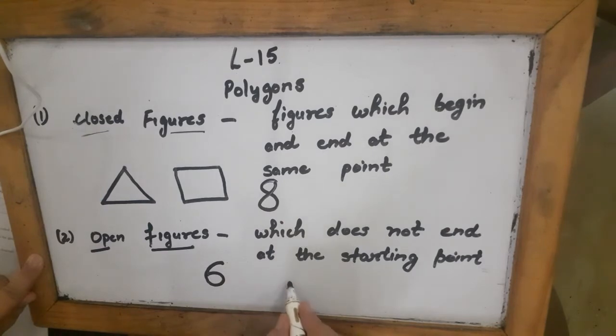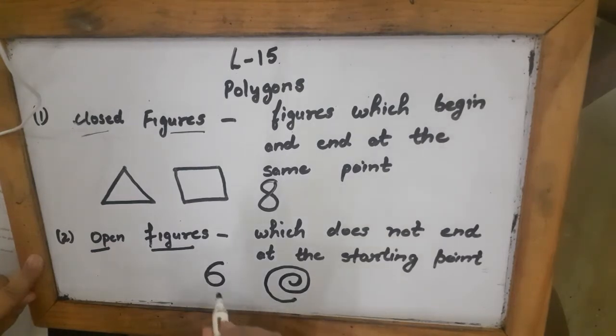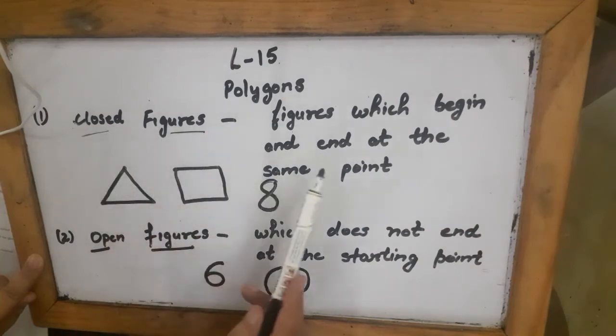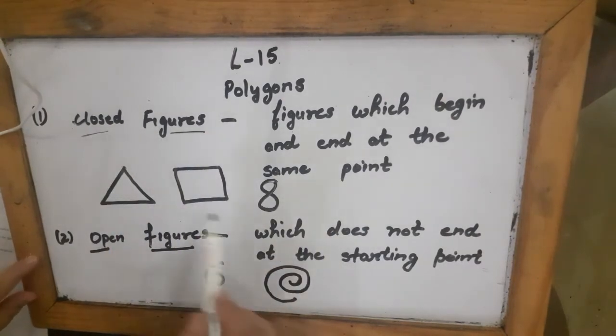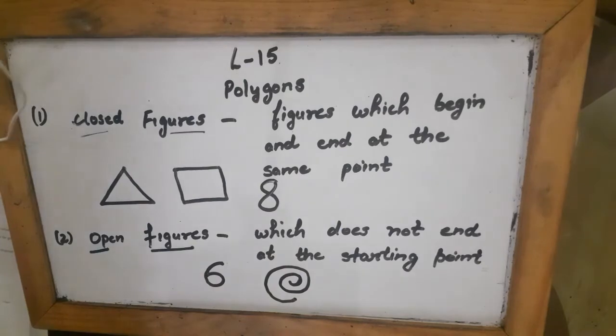Now if I give you one more example, suppose I start from here. Now I end over here. So the starting and ending points are different. So these are open figures. So open figures are figures which do not end at the starting point, while closed figures are the figures which begin and end at the same point.